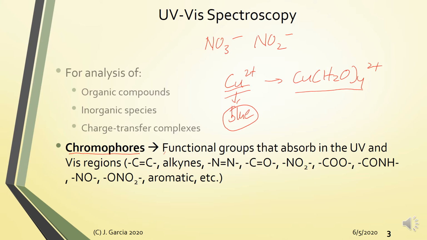So as you can see here, ano yung mga example ng functional groups that absorb UV-Vis radiation. So you have your carbon-carbon double bond, carbon-carbon triple bond, mga alkynes. You have yung mga azo group. You have your carbonyls, nitro, ester group, amide group, nitro, nitroso, aromatic, etc. So, anong papansin natin? These are functional groups that usually have pi bonds. Pi bonds pala.